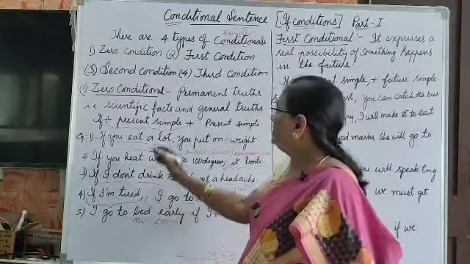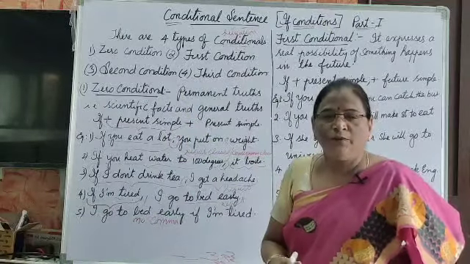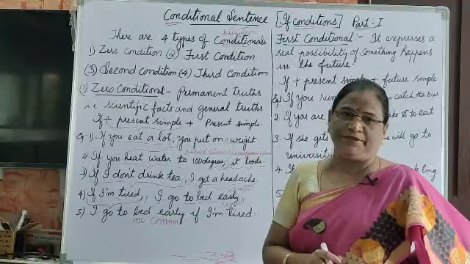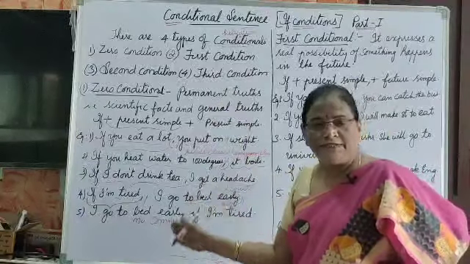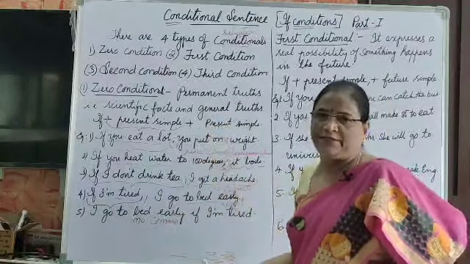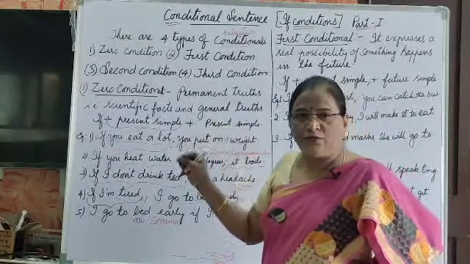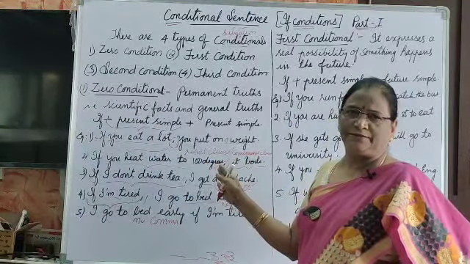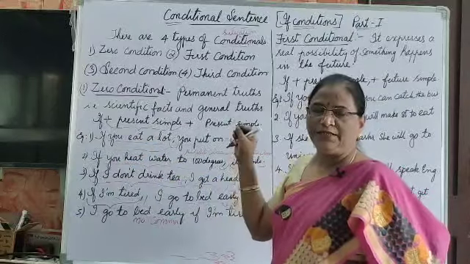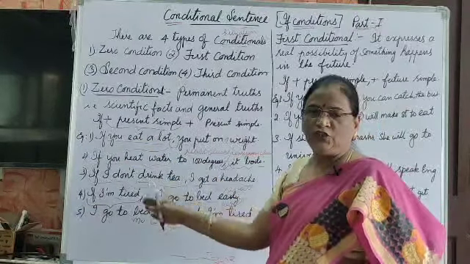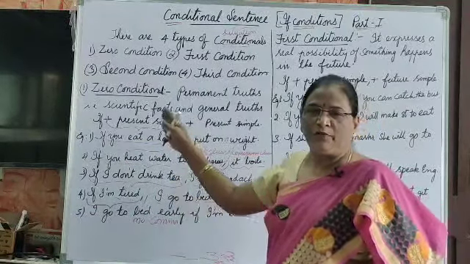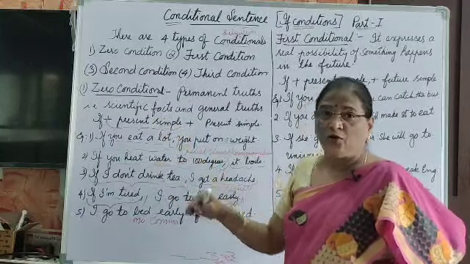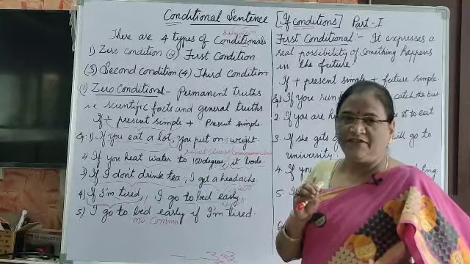Understand? So in zero conditional we talk about the permanent truths, general truths which happen. If this happens, then this happens. If this happens, certainly this happens. This is the zero condition. That means we talk about permanent or general truths or scientific facts.